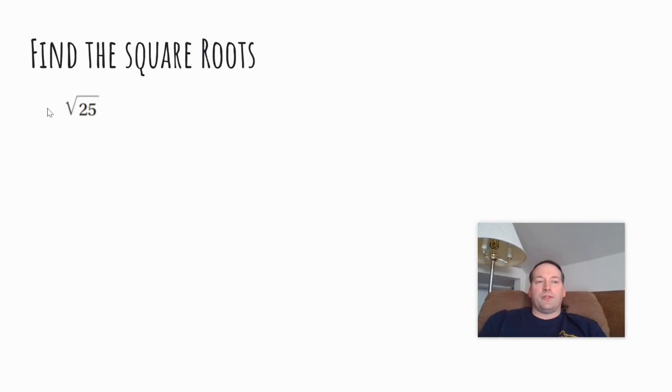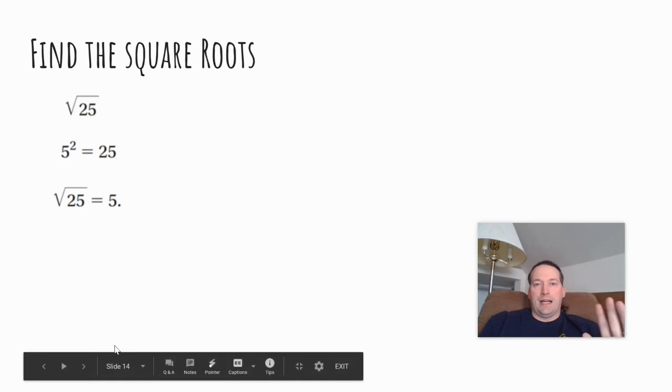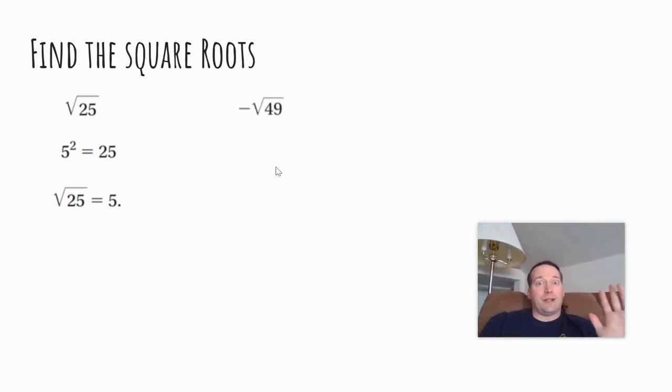So let's find the square roots. So the square root of 25 is, well, 5 squared is 25. So the square root of 25, or radical 25, is 5. Now, I also could have a negative 5. I'm not going there right now. That's going to be next lesson. We're going to get a little bit more complicated, but right now we're just going super basic.